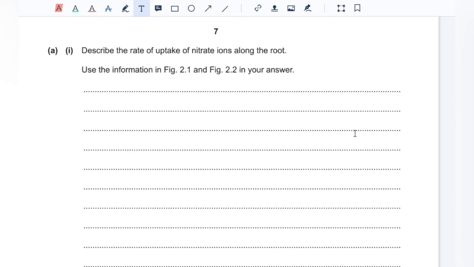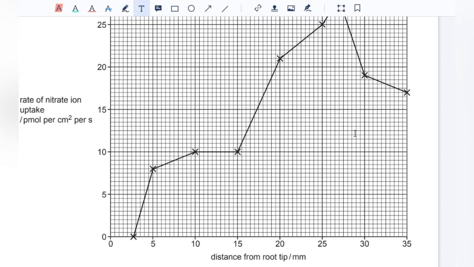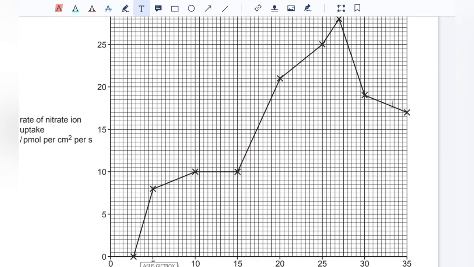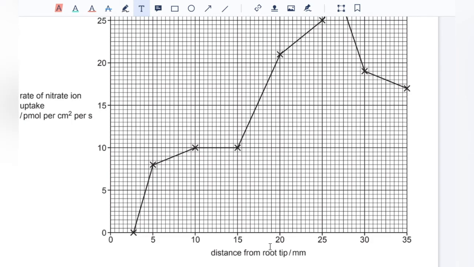This question is of 5 marks. So I'll describe how the rate is going to increase and then decrease. This is the general trend, and the distinguishing point over here is that the rate remains constant between 10 to 15 millimeters. And as I mentioned earlier, as the number of root hair cells will increase, the rate of uptake of the ions will increase, since that is where the ions move from the soil into the roots.